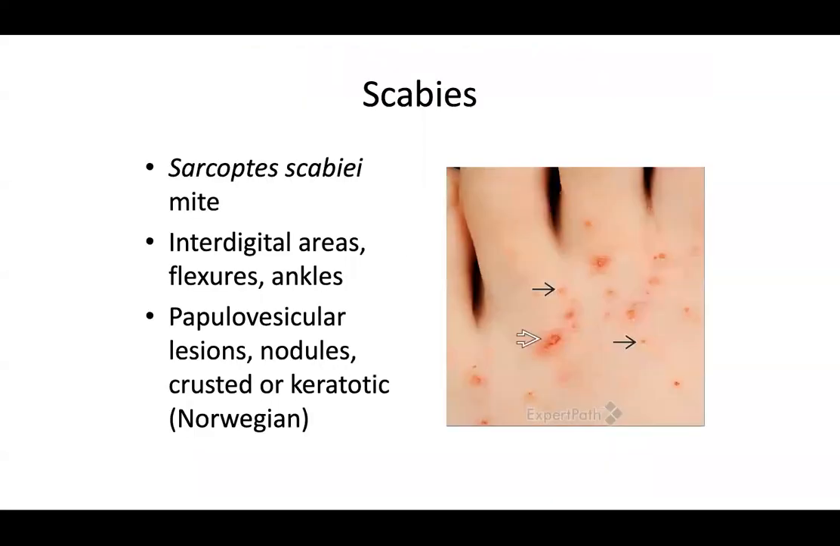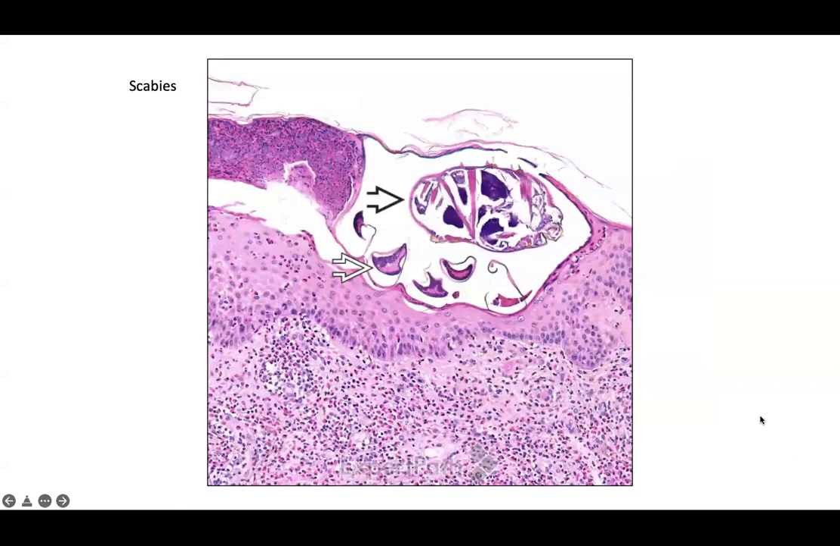Moving on to arthropods. So scabies, we all know scabies, Sarcoptes scabiei mite. It affects the interdigital areas, the flexures and the ankles. Lesionally, you'll have papulovesicular lesions, nodules. You might even get crusted or keratotic, very thick hyperkeratotic scaly areas, and that's crusted or Norwegian scabies.